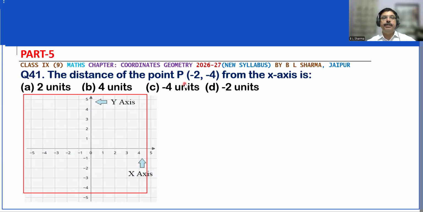The distance of the point P having the coordinate -2, -4 from the x-axis is... ये जो पॉइंट है -2, -4, x-axis से कितने डिस्टेंस पे है? ये एक पॉइंट P है -2, -4, ये एक्स एक्सिस है। इससे जो इसका डिस्टेंस है, देखिए 1 यूनिट, 2 यूनिट, 3 यूनिट एंड 4 यूनिट। डिस्टेंस इज ऑलवेज टेकन एज पॉजिटिव, सो B is the correct option.